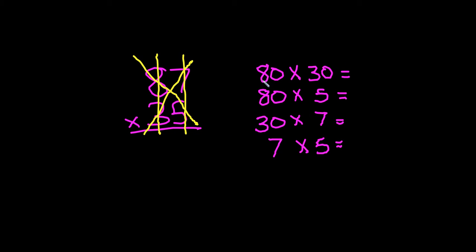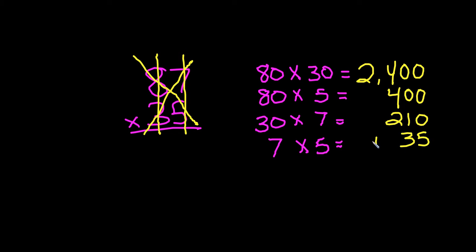Okay, so 2,400. This will be 400. This is 21 with a 0, 210, and then 35. If we add all those up, we'll get our answer. 5, that's a 4, that's a 10, that's a regroup, and then that's a 3. So there's another example of that. Okay. Now let's move on and check.